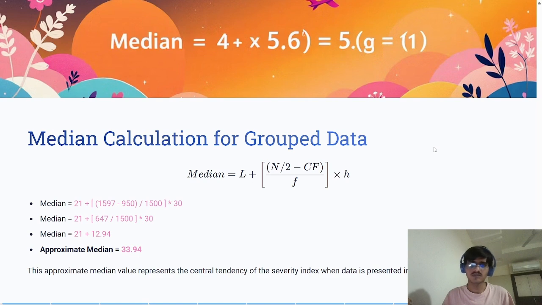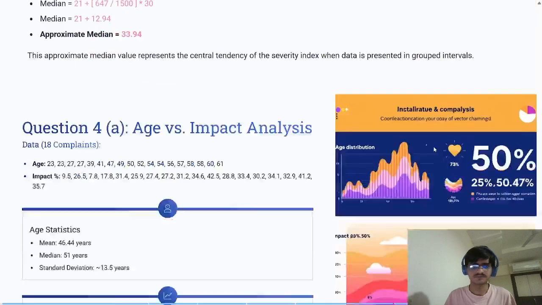The median from grouped data can be calculated with the given formula as shown. Median equals L plus, in brackets, in the numerator n by 2 minus Cf, and in the denominator f, all multiplied by h. The median is approximately 33.94. This approximate median value represents the central tendency of the severity index when data is presented in grouped intervals.